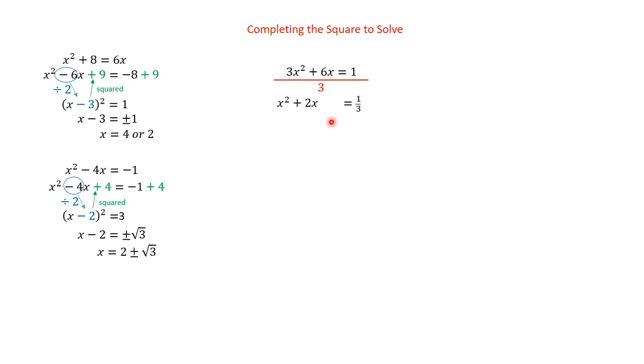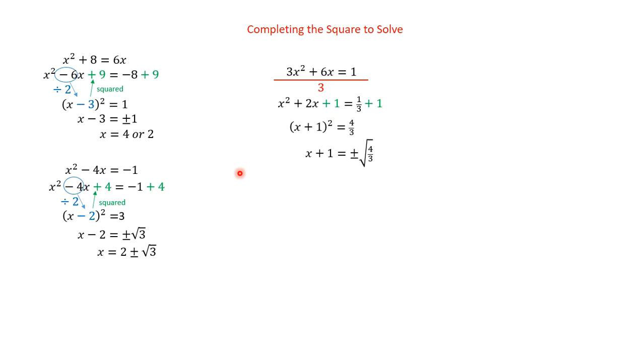So we get parentheses with x squared equals something. And now we need to take this number and divide by 2. So you get plus 1, square it. Well, 1 squared is just 1, so plus 1 on the other side. 1/3 plus 1 is 4/3. Now we can take the square root of both sides. So x plus 1 will equal plus or minus the square root of 4/3.